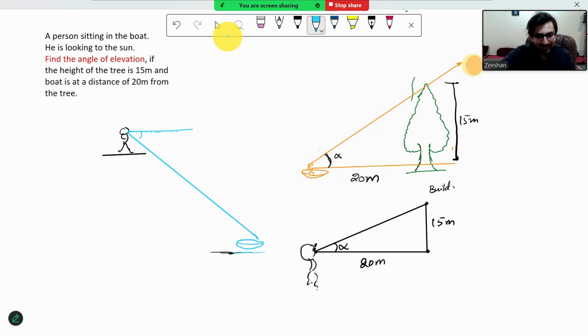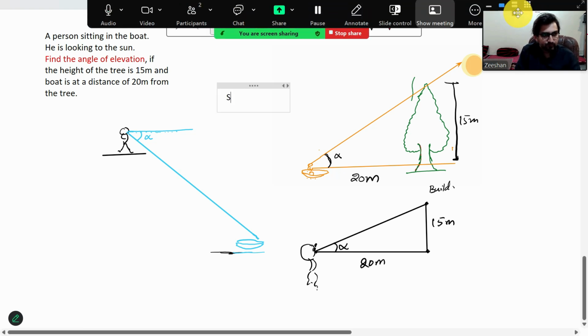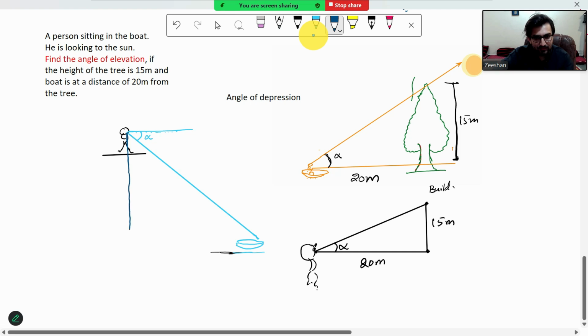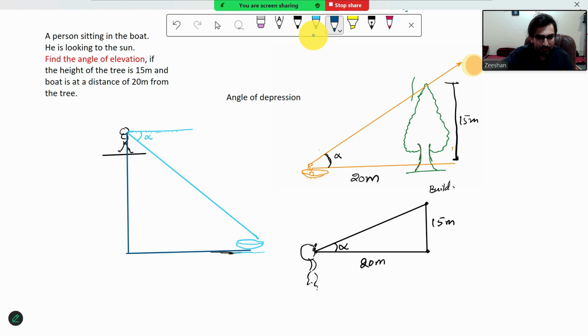So now this angle is called angle of depression, because now he is looking down below, and the angle made with that straight line will be called angle of depression. So this is called angle of depression. Again, the method is the same. We will make a triangle out of this. Okay, this is a triangle, and we will solve this triangle using the trigonometric ratios.